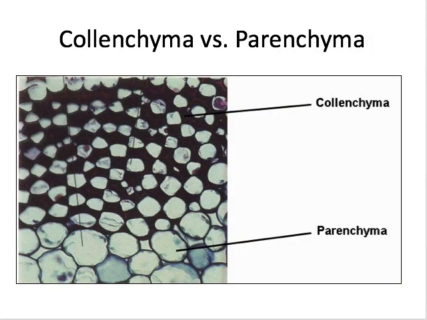This image shows a nice comparison of collenchyma versus parenchyma in a herbaceous plant stem. And we can see the collenchyma has that irregularly thickened primary cell wall versus parenchyma just looks like bubbles, right? Because it just has a regular type of primary cell wall.